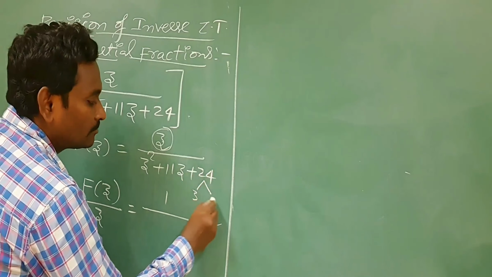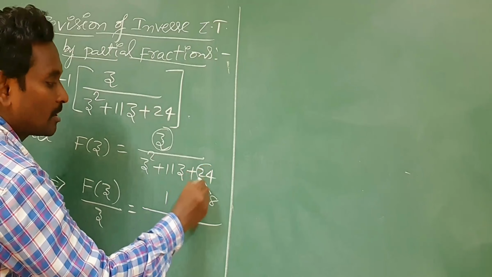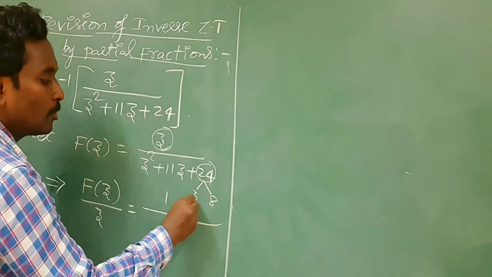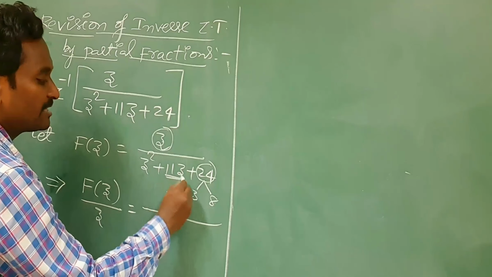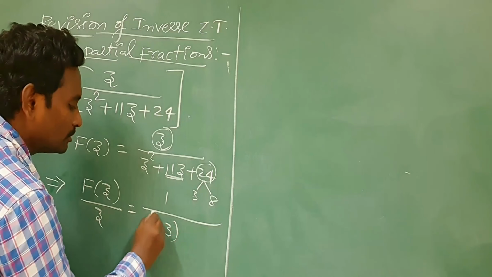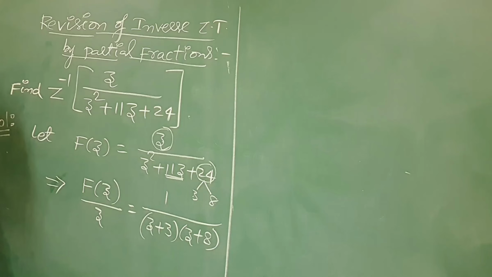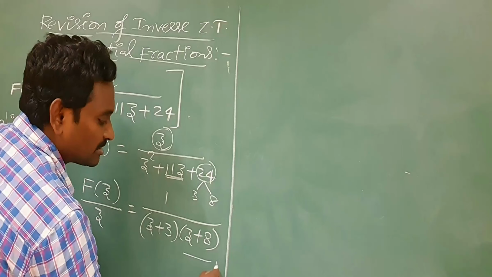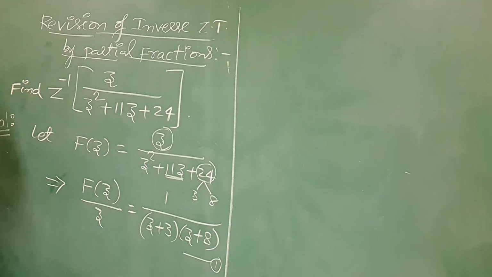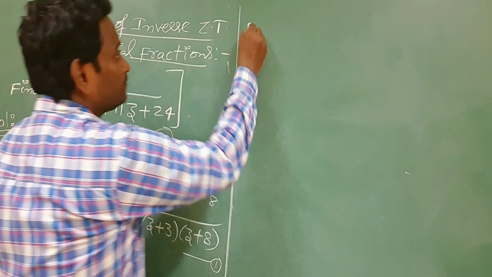3 8s are 24, which is the constant term. If you add these both numbers 3 plus 8, you will get 11z. That is why I am writing the denominator as z plus 3 into z plus 8. Okay. So, you can take it as equation number 1. It is enough to find out partial fractions of this right hand side part.